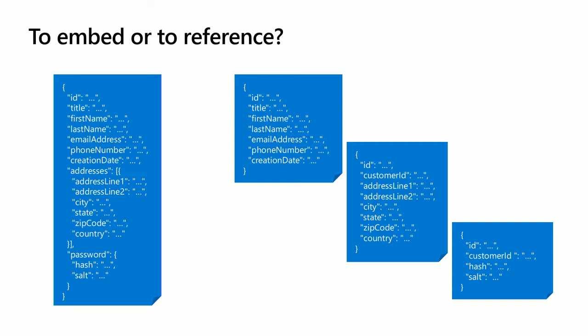Who thinks we should go with the first option, which is embedding? Okay. Who thinks we should reference and keep those things separated? Interesting, we have a divided audience today.